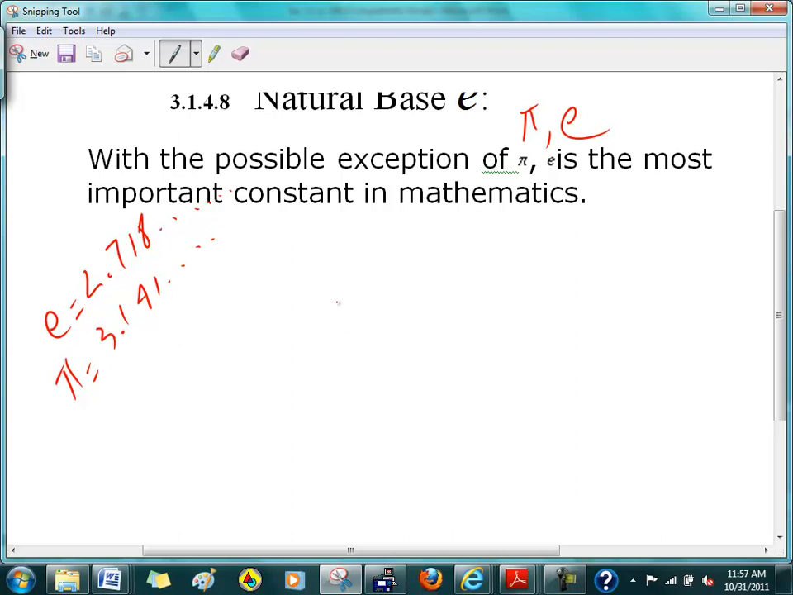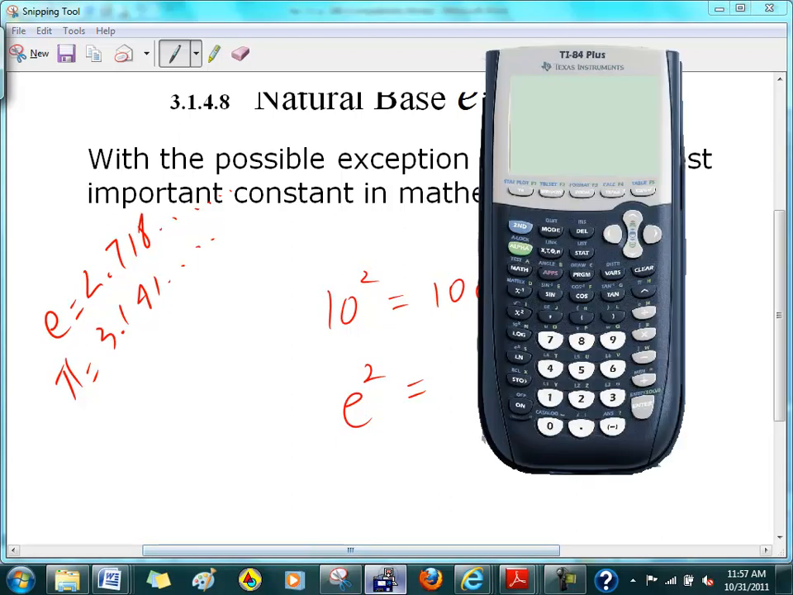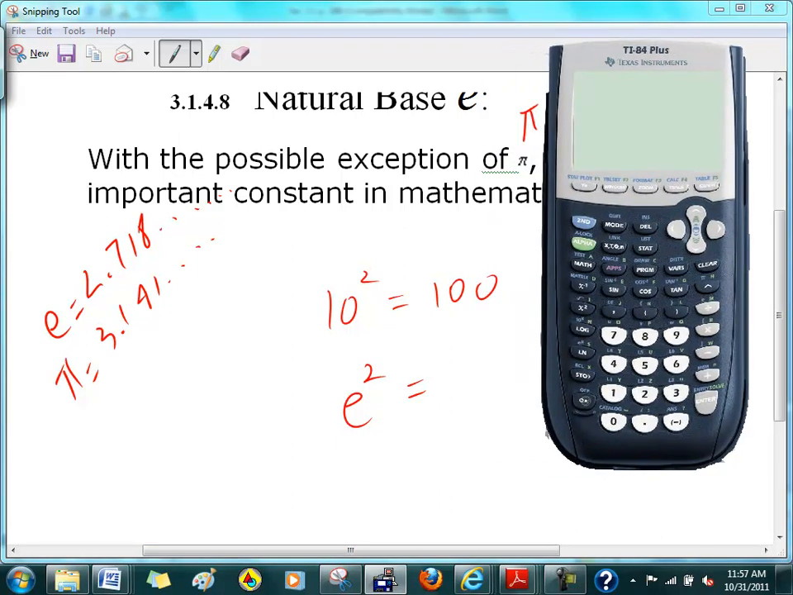So, if you have something like 10 to the 2, which equals 100, then e to the 2 is going to be some number. How do you get that number? Well, you go into your calculator. Turn it on first. And here's e. It's above the division sign. So you can go second, e to the 2, and that gives you a number. So there's nothing mystical about e. It's just some number. It's just some base.